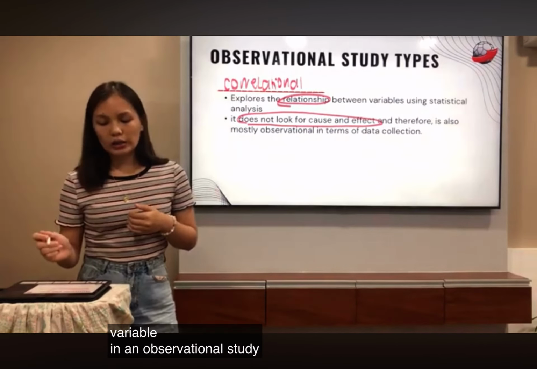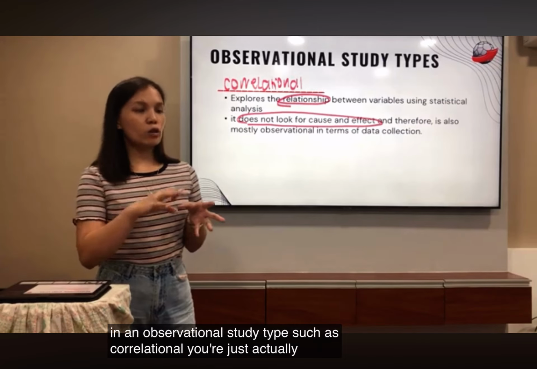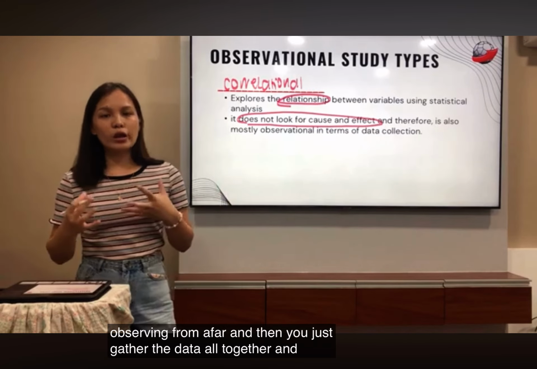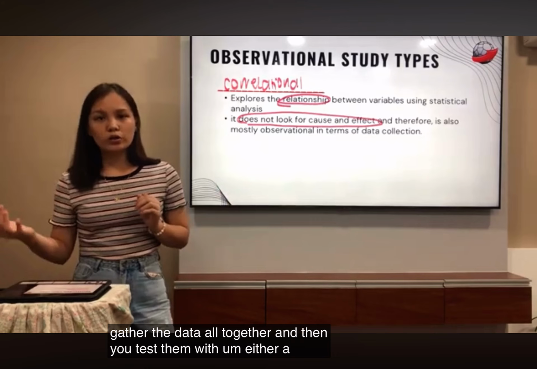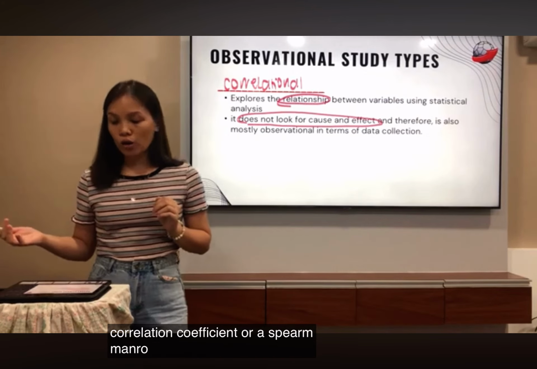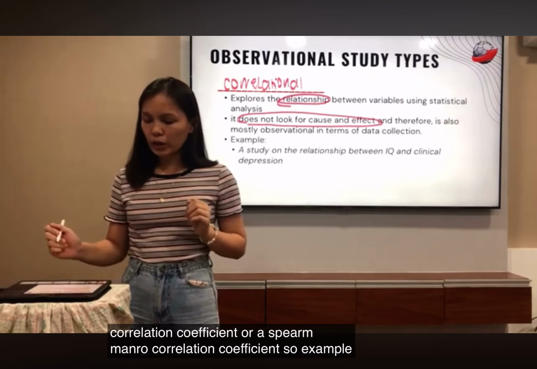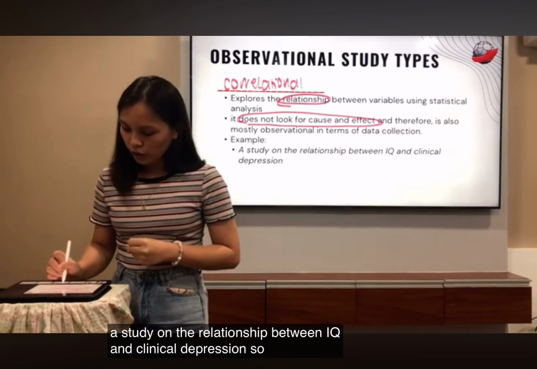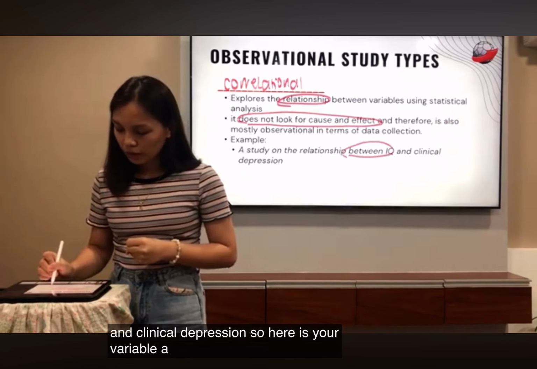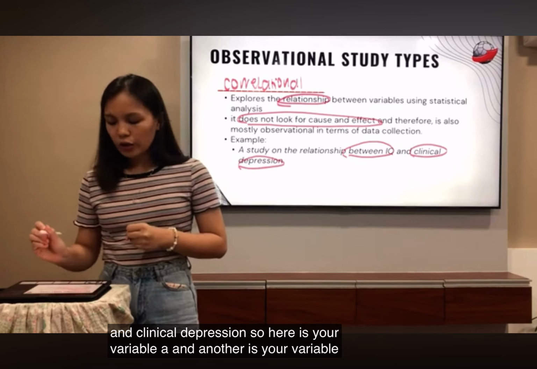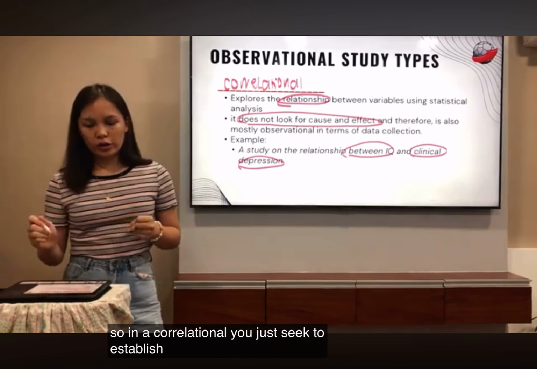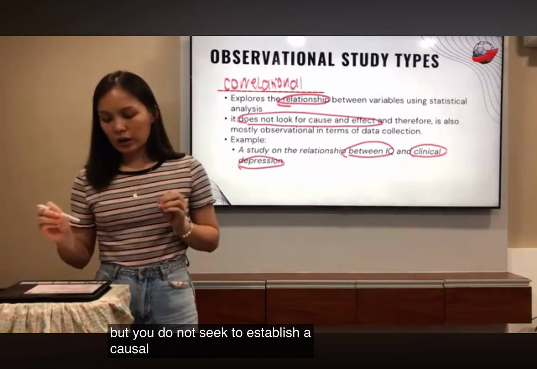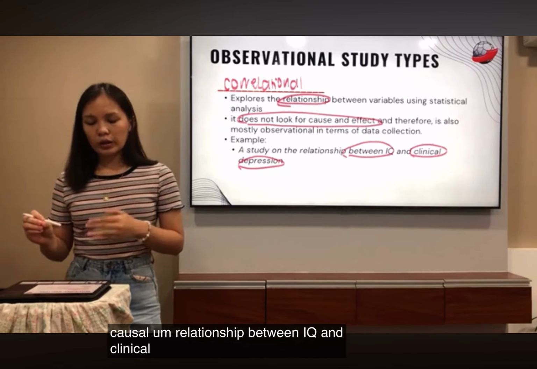In an observational study type such as correlational, you're just observing from afar and gathering the data all together, and then you test them with either a Pearson's correlation coefficient or a Spearman-Rho correlation coefficient. An example is a study on the relationship between IQ and clinical depression. Here is your variable A and another is your variable B. In a correlational study, you just seek to establish a relationship between the two, but you do not seek to establish a causal relationship between IQ and clinical depression.